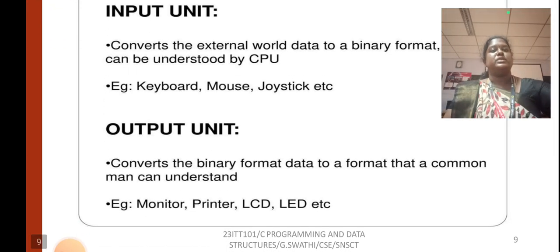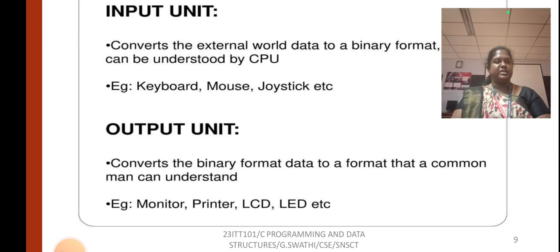The output unit converts binary format data to a format that the common man can understand. After the zeros and ones are processed, it is shown in a regular format that we understand. Examples: monitor, printer, LCD, LED, etc. These are the output showing devices.